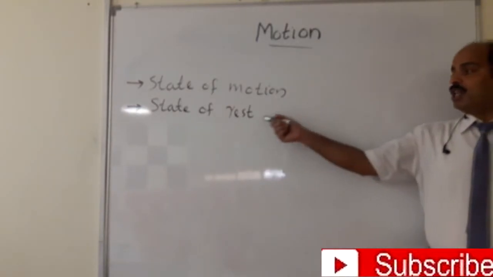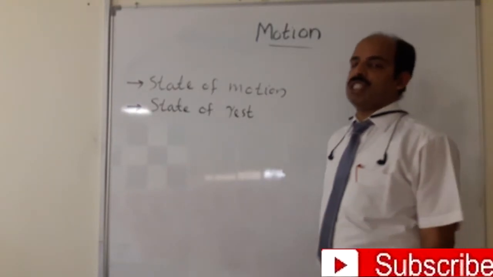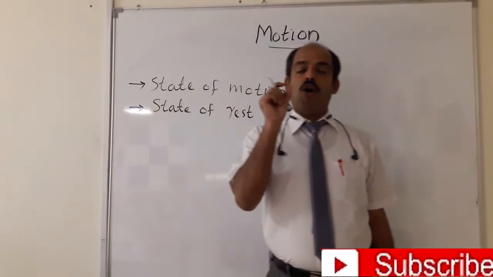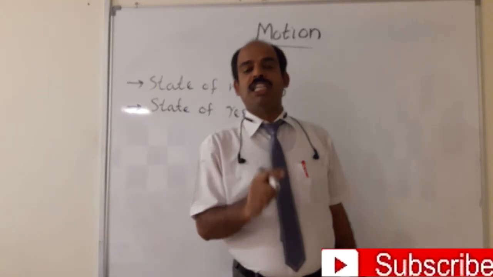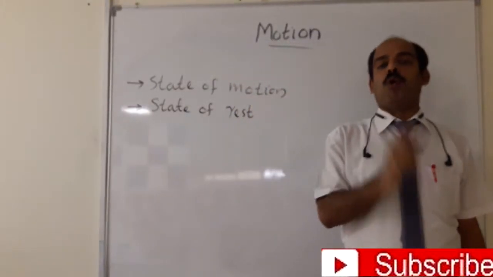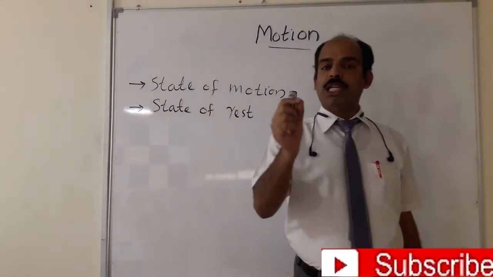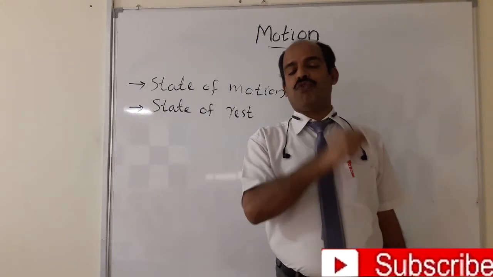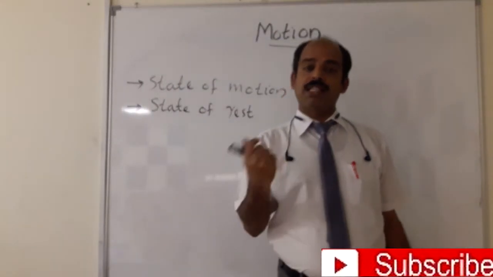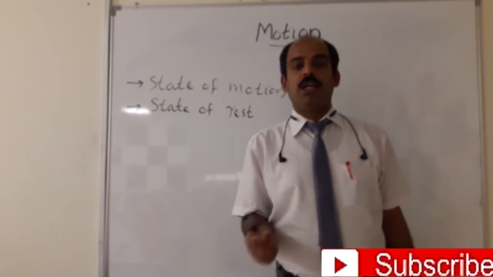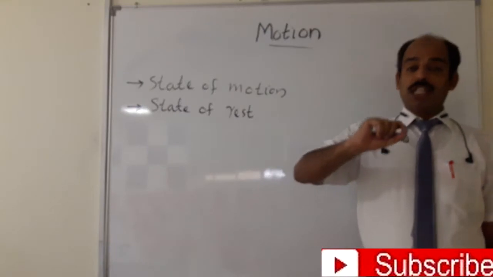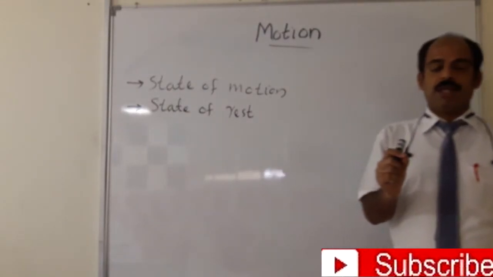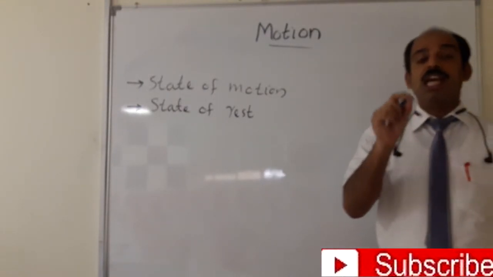Then come to the state of rest. What is state of rest? If the position of an object does not change with respect to a fixed point, then the object is said to be in a state of rest. Can you say any example? If the position of an object does not change with respect to a fixed object, then the object is said to be in a state of rest.